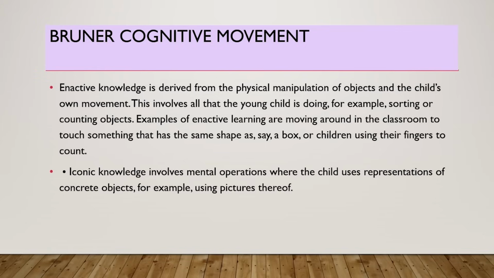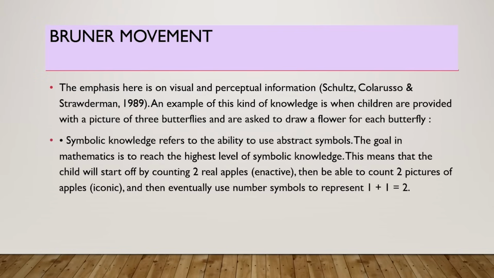That is enactive learning. Then we have iconic knowledge. Iconic knowledge is a mental process where children use pre-representations of concrete objects, for example, using pictures to make understanding of certain concepts. The emphasis here is on visual and perceptual information. An example of this kind of knowledge is where children are provided with a picture of 3 butterflies and are asked to draw a flower for each. So in a child's mind, if you say for each, it means each and every one.